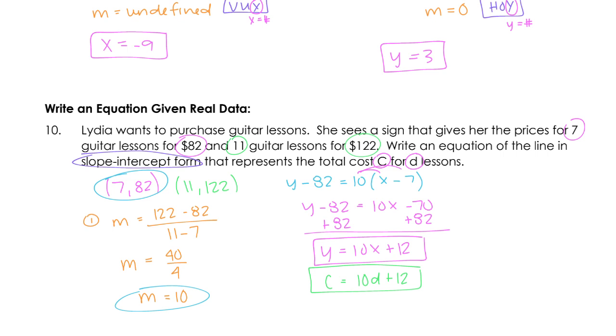C is the total cost equals 10 times D lessons, so 10 times the number of lessons you purchase. And then it looks like there's plus $12, so maybe there's a $12 enrollment fee or a sign-up fee or whatever you want to call it. So there is our answer for slope-intercept form for number 10. And that is it for our notes.